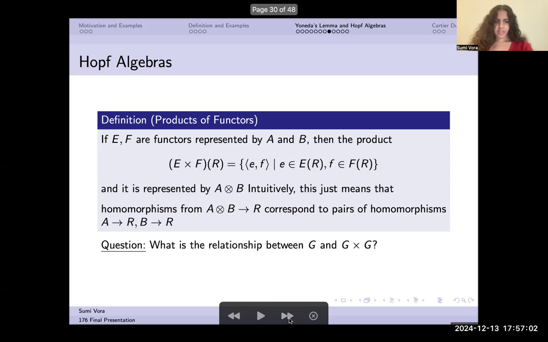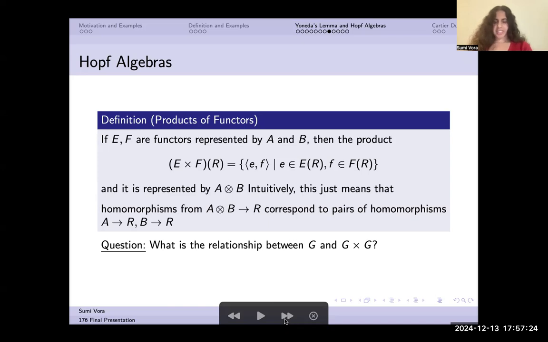Now, in order to build some sort of theory of how these group schemes work as algebraic structures, we have to look at what the binary operation is going to look like. So if we have the product G times G, and we draw an arrow from that to G, what's that multiplication going to look like?